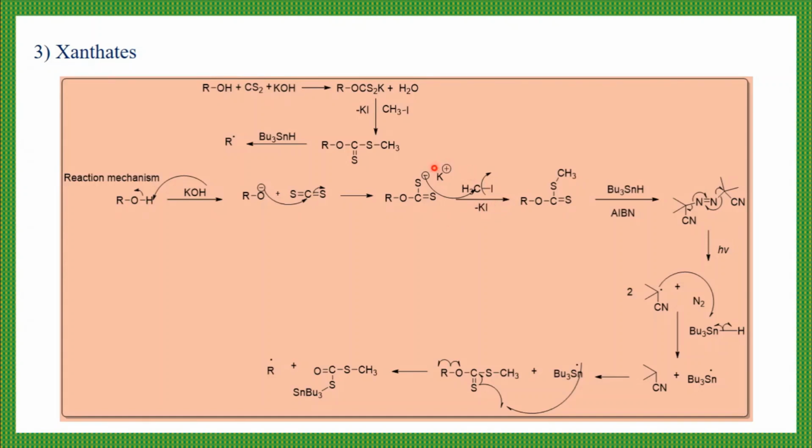Then sulfur forms a bond with this CH3 methyl group. So ROC double bond S, S CH3. Then the role of tributyltin hydride begins. Now the role of tributyltin hydride begins.